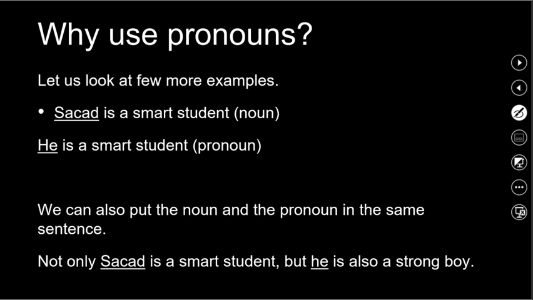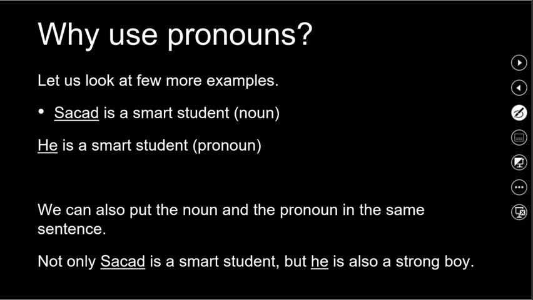Let's look at a few more examples of why we use pronouns. Sa'ad is a smart student. This is a sentence with a noun subject. If you want to replace the subject noun with a subject pronoun, you use he, as underlined. If we're going to use a pronoun in this sentence, we can say he is a smart student. We don't need to mention Sa'ad.